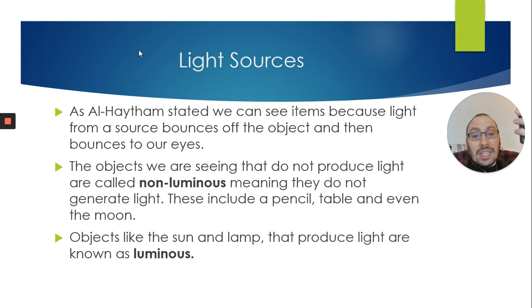Okay? The objects we are seeing, again, calculator right here, calculating averages. The reason I see this calculator is because the light is bouncing off of it, not because the calculator itself is producing light. And those objects that don't produce light are called non-luminous. Okay, so they're non-luminous objects, meaning they don't generate their own light. And that could be a pencil, a table, or even the moon. The reason we see the moon is because the light from the sun hits the moon and then bounces back to our eyes. Objects like the sun and a lamp or a light bulb or anything along those lines that produce light, those are known as luminous objects.